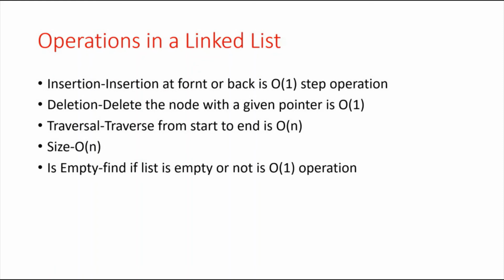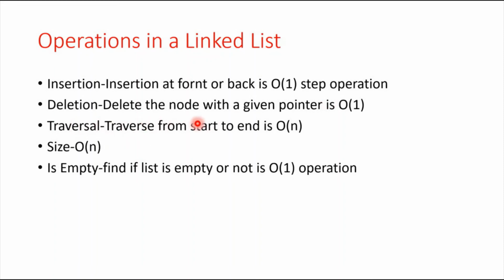Operations on linked list. What are the operations of a linked list? We have insertion, deletion, traverse, size, is empty. Insertion at front or back means we push back, we put an element at the last, we insert into the list at the last and at the front. It is a big O(1) operation. We just put the element in one step.